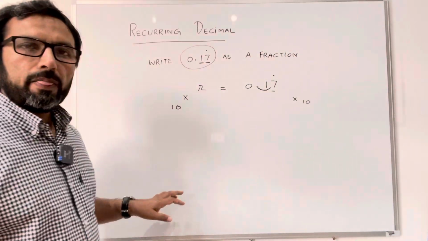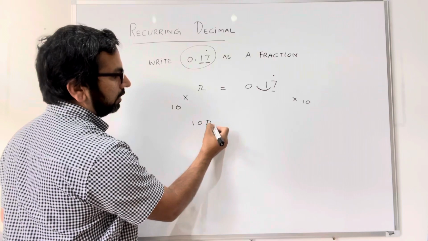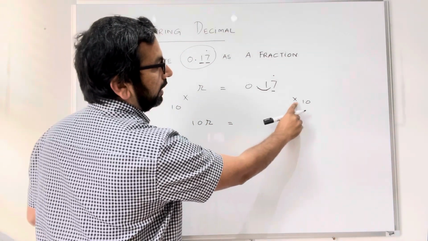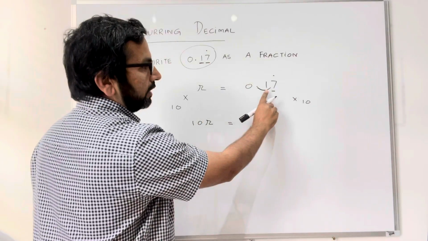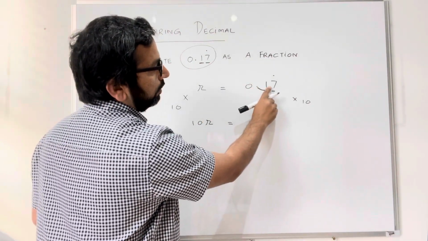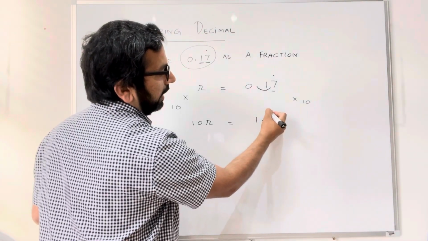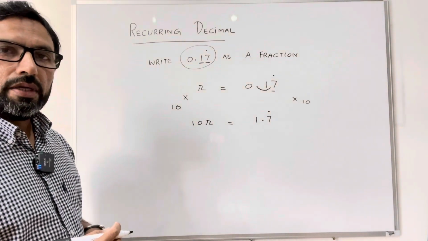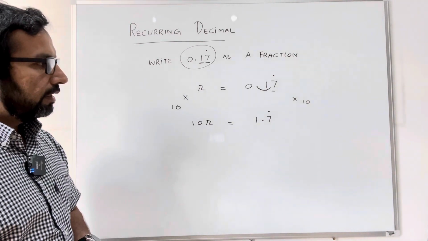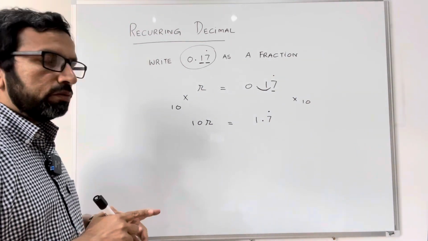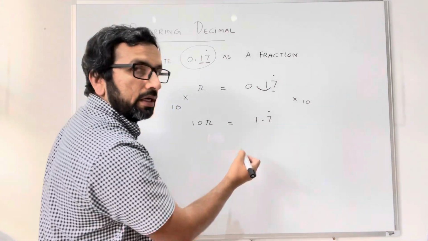If you multiply 10 by R, it's gonna be 10R, and if you multiply 10 by 0.17, 1 is a non-repeating part, so that will go over here and it will change into 1.7, and 7 is the repeating, recurring part. Now in the second step you need to multiply to jump over the repeating part.